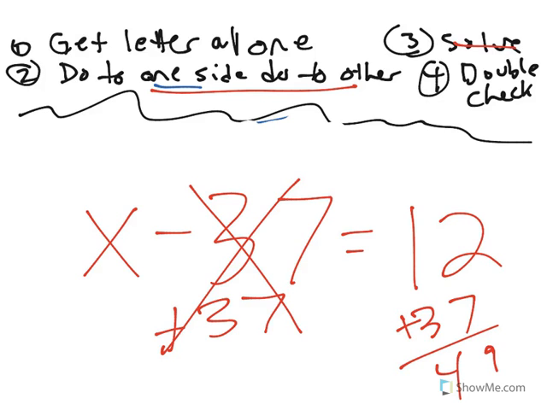49. Double check. 49 minus 37, does that equal 12? Yes, it does. So my answer would be x is equal to 49.